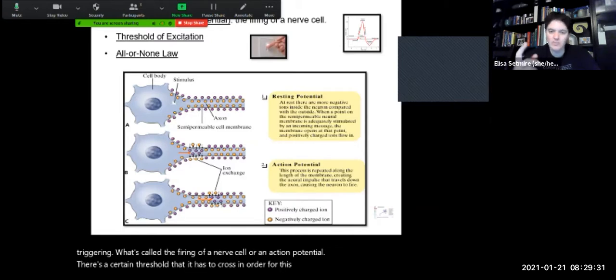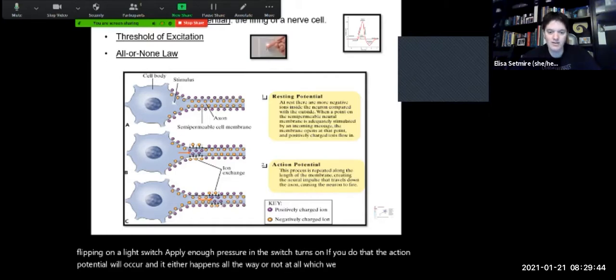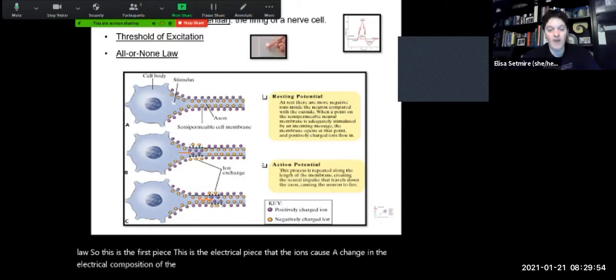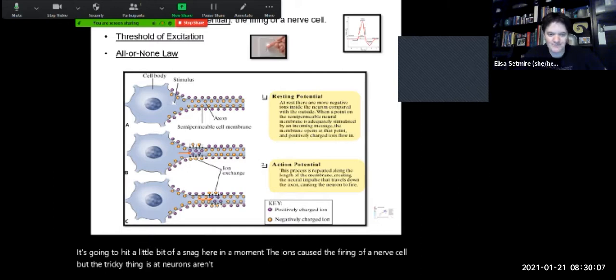Think about it like flipping on a light switch. Apply enough pressure and the switch turns on. If you do that, the action potential will occur, and it either happens all the way or not at all, which we call the all or none law. So this is the first piece. This is the electrical piece, that the ions cause a change in the electrical composition of the cell, causing it to fire. Now, it's going to hit a little bit of a snag here in a moment. The ions cause the firing of a nerve cell, but the tricky thing is that neurons aren't directly connected to each other.